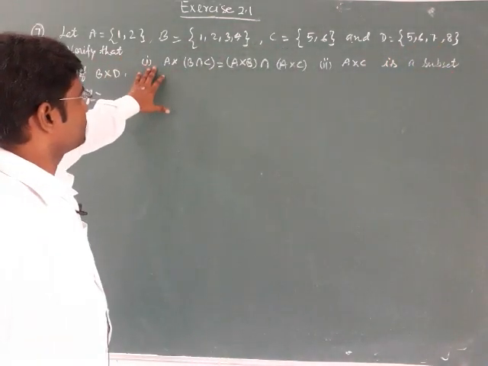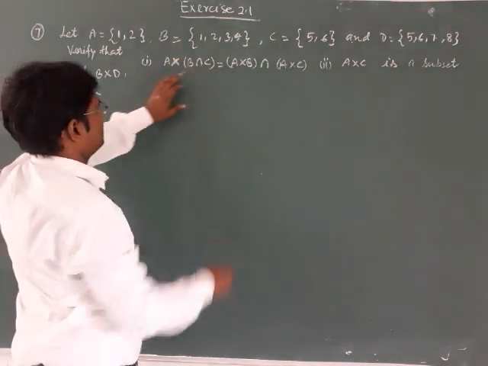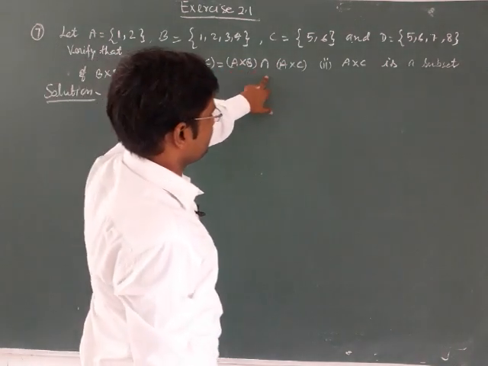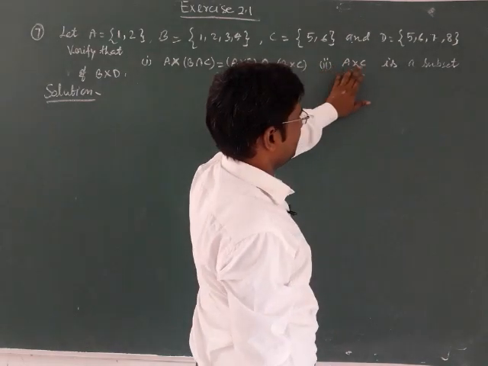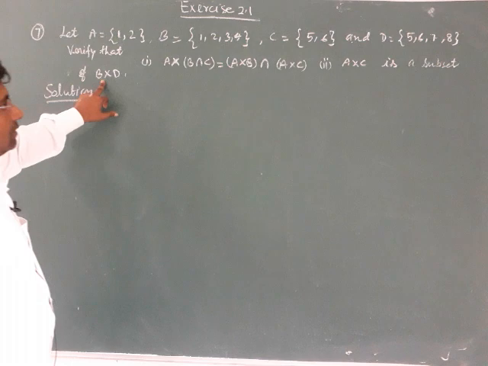Verify that, first part, A cross (B intersection C) is equal to (A cross B) intersection (A cross C), and also, second part, A cross C is a subset of B cross D.